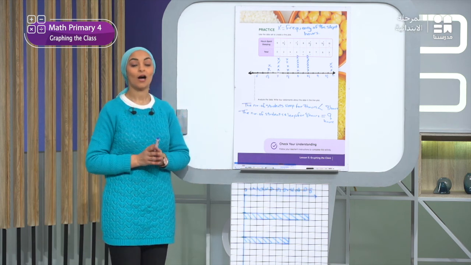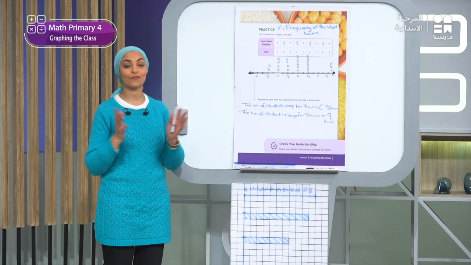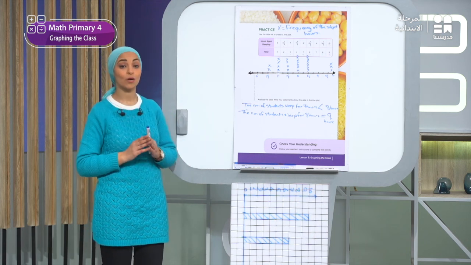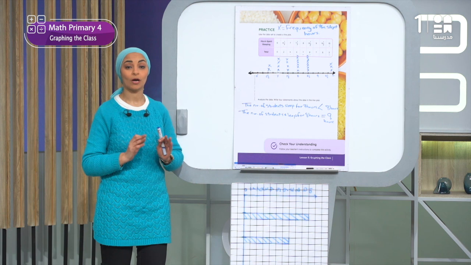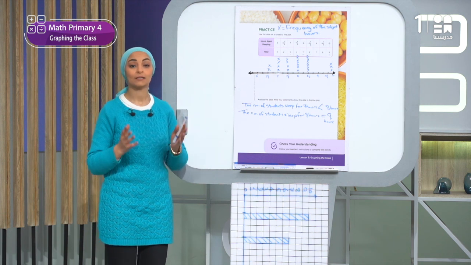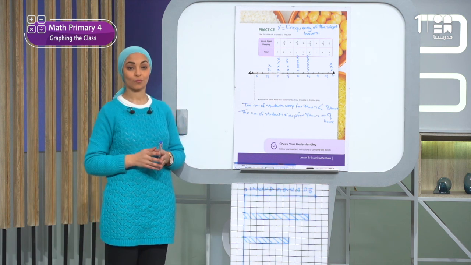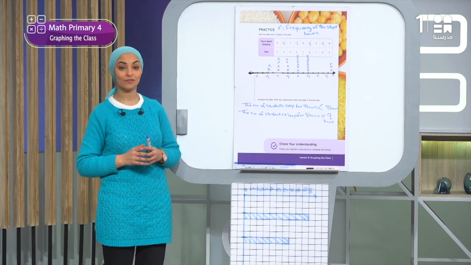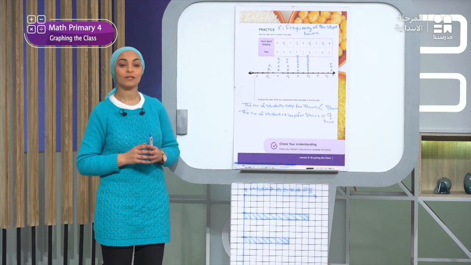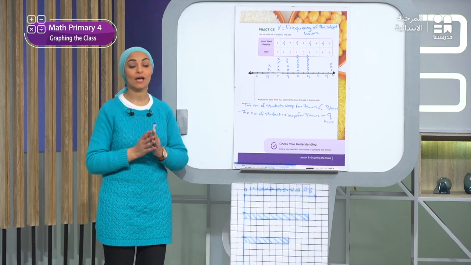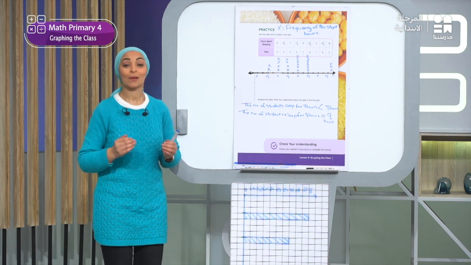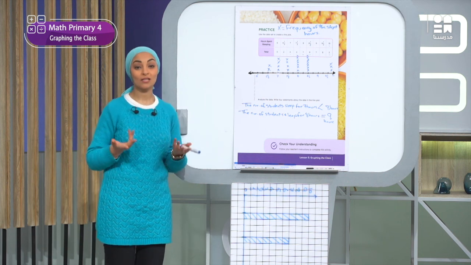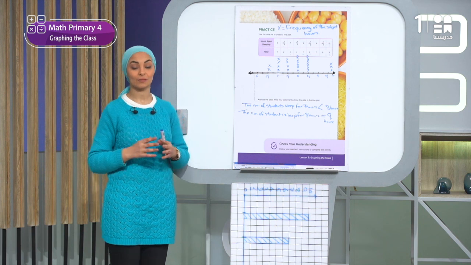Today we learned how to find the difference between different types of graphs, and we also learned that the data is what determines the type of graph I will use. We also practiced representing data using bar graphs and line plots, whether the data was in whole numbers or in fractions. We also learned how to read the data and analyze it, and how to ask questions related to our graphs.